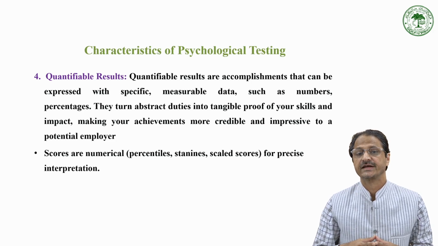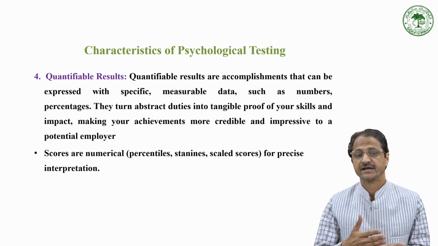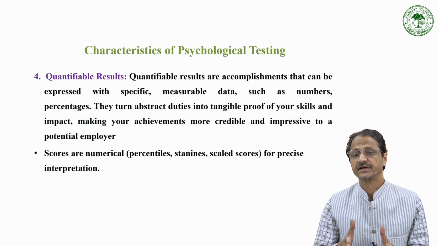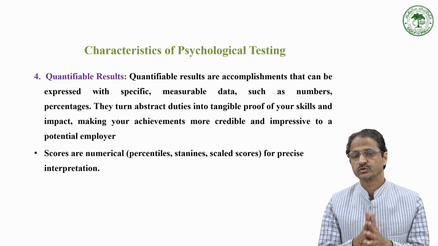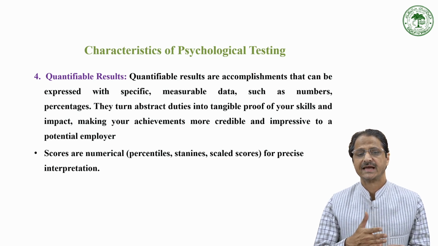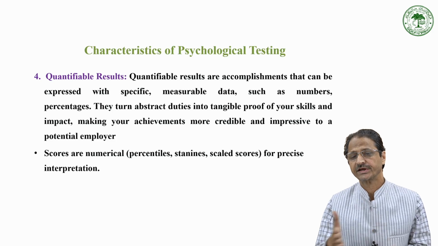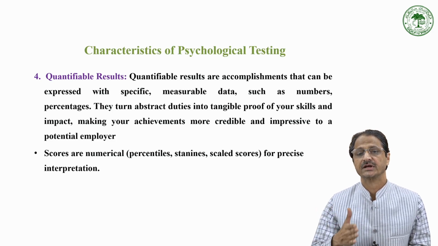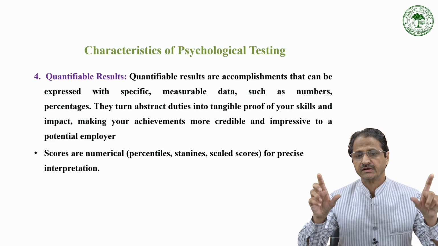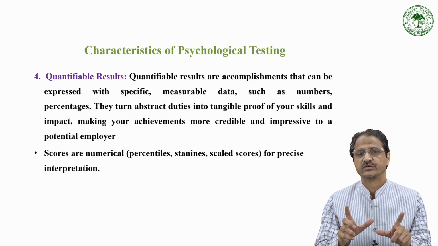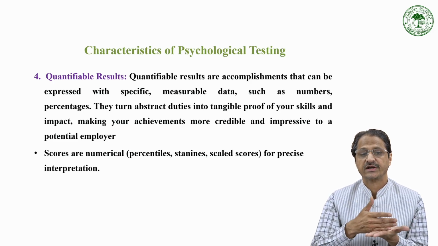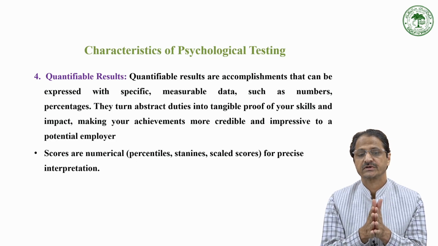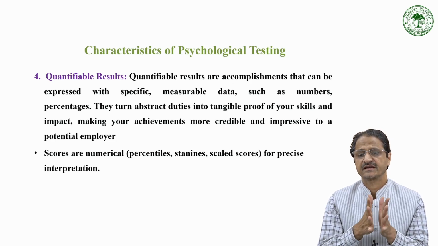Quantifiable results. Okay, the results can be quantifiable. Quantifiable results are accomplishments that can be expressed with specific measurable data such as numbers, percentages. They turn abstract duties into tangible proof of your skills and impact, making your achievements more credible and impressive to a potential employer. Because we are evaluating the performance of the students on any particular construct and converting the score into a quantifiable number. And these quantified numbers can be numerical, percentiles, stanines, and scaled scores.